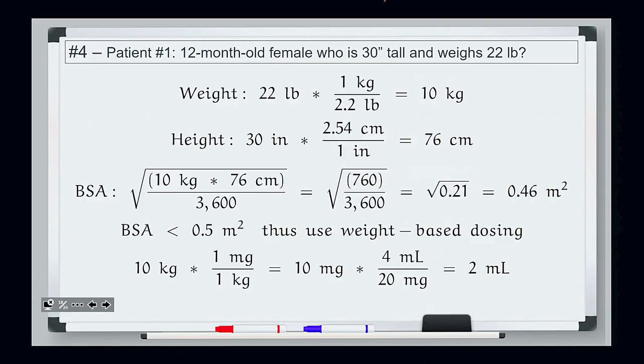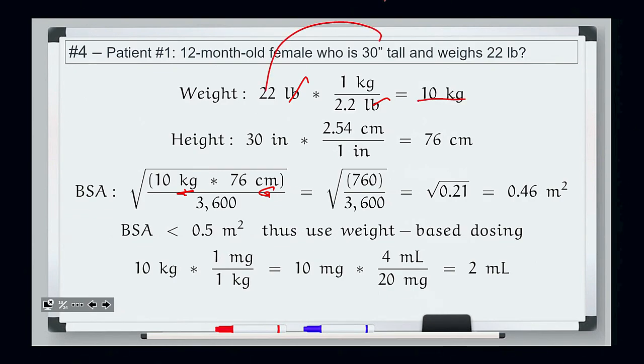Okay, so let's do the body surface area first. I hope you're good at this. We've practiced this quite a bit, so hopefully this is not a big deal. Body surface area, though, needs the weight in kilograms and the height in centimeters. So your first step is to take 22 pounds divided by 2.2 pounds per kilogram to convert pounds to kilograms. So this child actually weighs 10 kilograms.